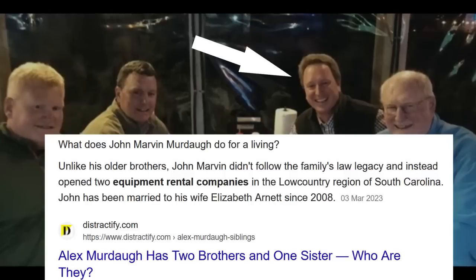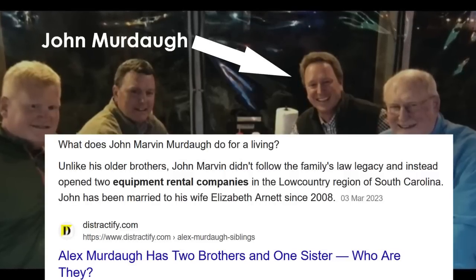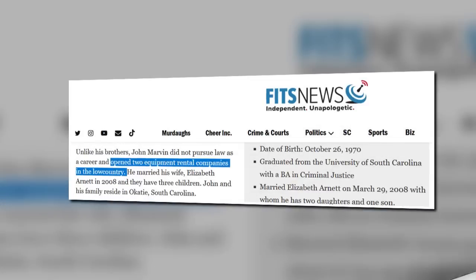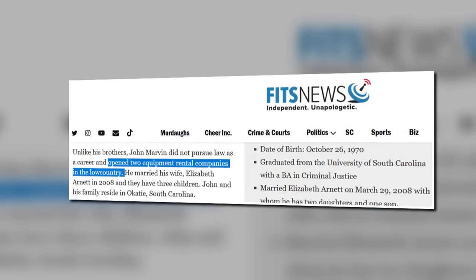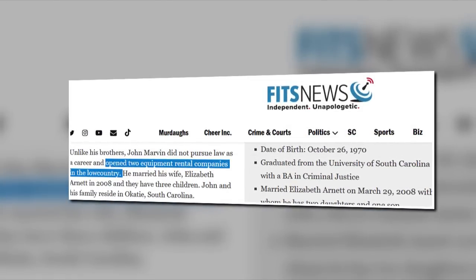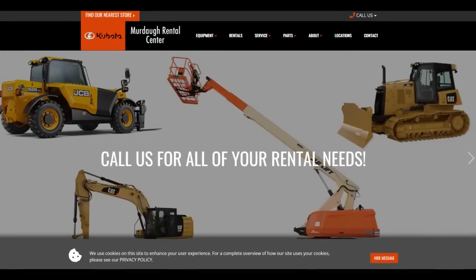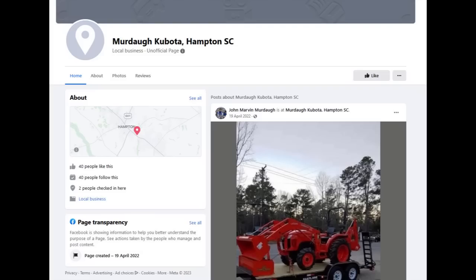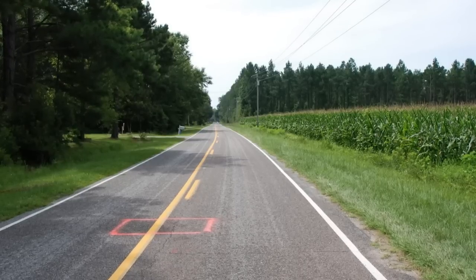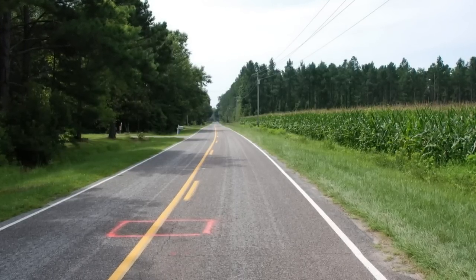Well, he operates 2 equipment rental companies, right? And one is in Hampton and the other one is further south. And so what are we talking about here? John Marvin operates large types of machinery and equipment, unusual vehicles, right?